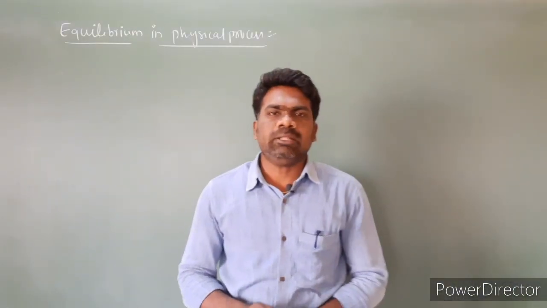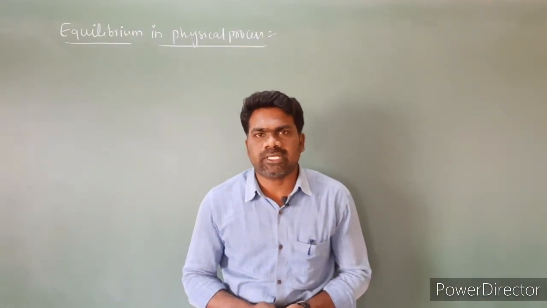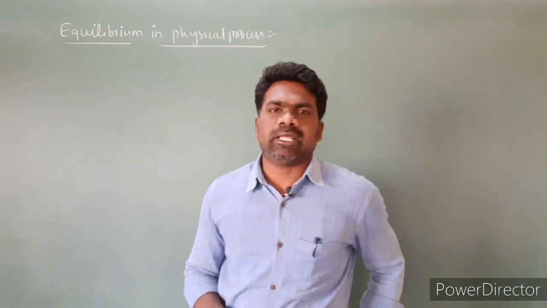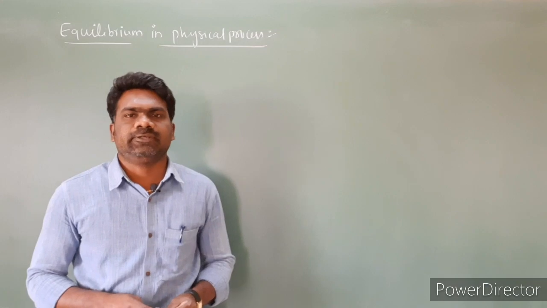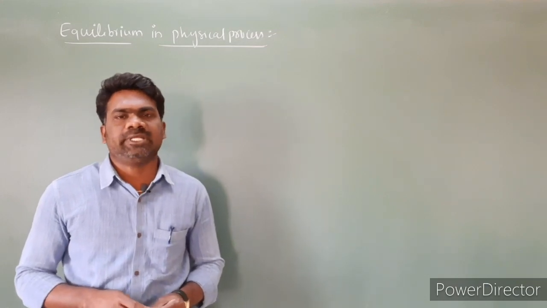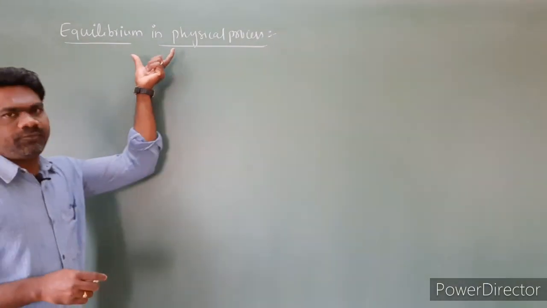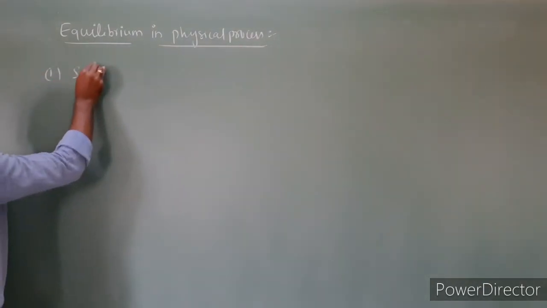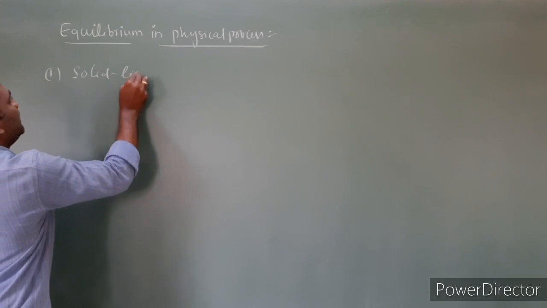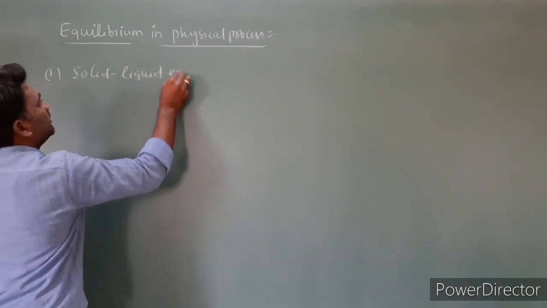Next, equilibrium can be established in both physical and chemical processes. Now let us discuss one by one in detail. Among them, the first one is equilibrium in physical processes. In that, first one is solid-liquid equilibrium.